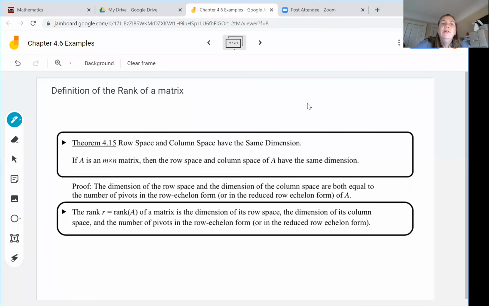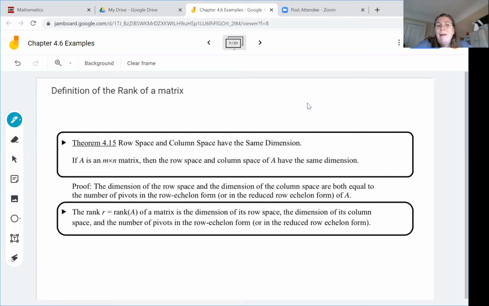In this video, we continue with chapter 4.6 examples, and we are going to be looking at the definition of the rank of a matrix. So let's start with theorem 4.15. This tells us the row space and the column space for a matrix have the same dimension.